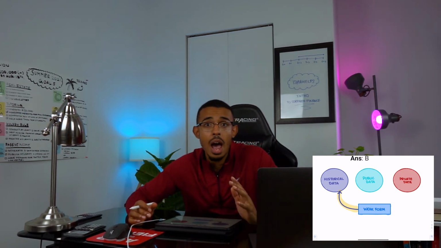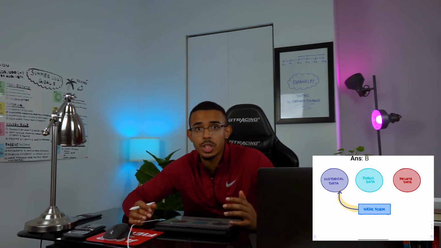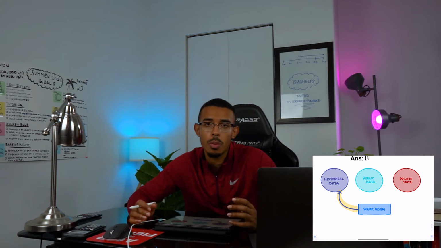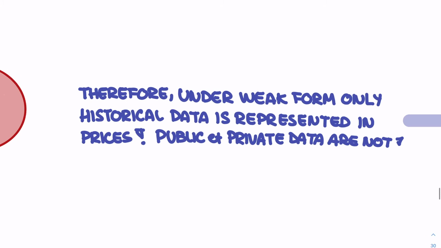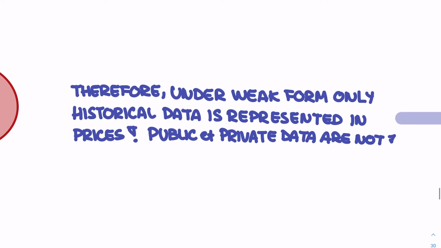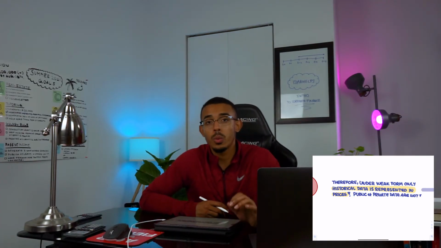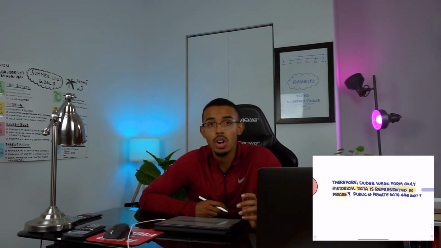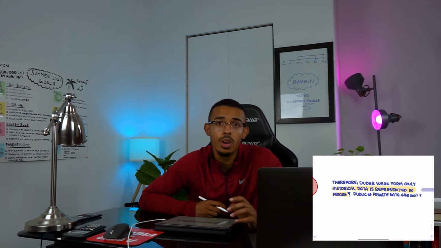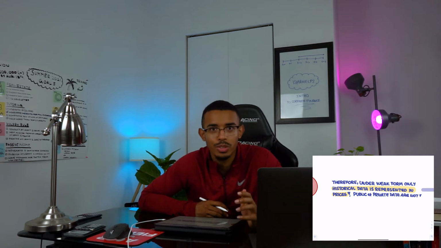If you could make abnormal returns by looking at historical data, we'd be breaching the number one rule of a weak form market. A weak form market says that historical data is represented in the prices, such that you could not make abnormal returns from looking at historical data. However, weak form also means that public and private data are not represented in the prices of our markets, of our stocks. That's super important for you to know.